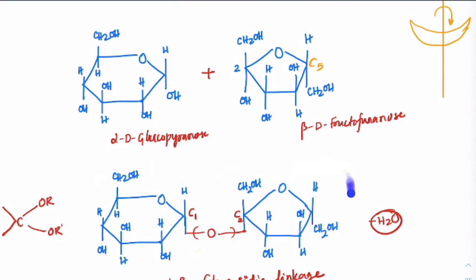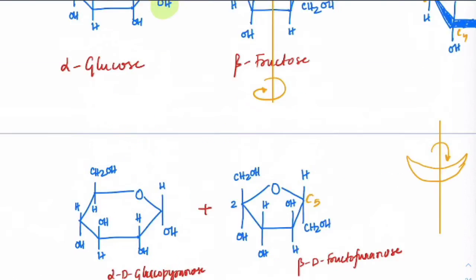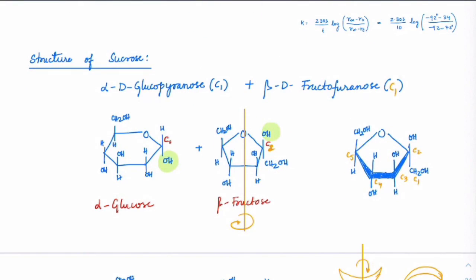I guess all of you understood that. Let me repeat once again so that you are clear on that. Check out. If we take alpha D glucopyranose treated with beta D fructofuranose at the C2 carbon, then the connection between these two will make the sucrose form. But C1 here and C2 here are far away, so the connection can't be shown.